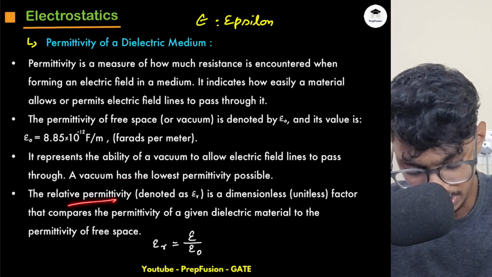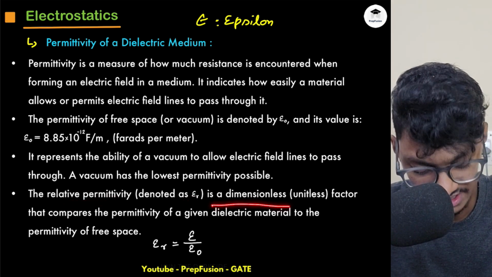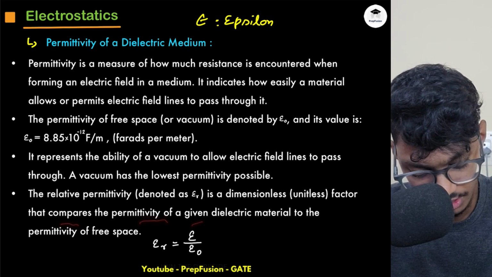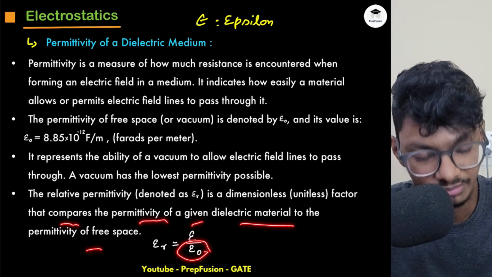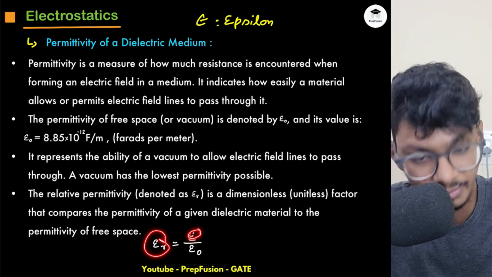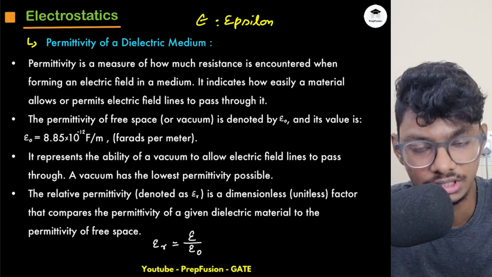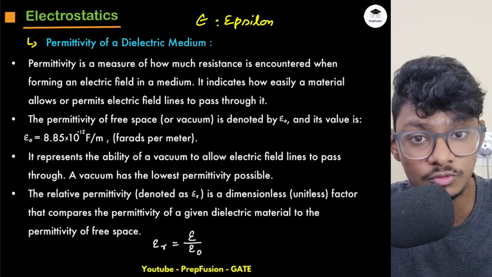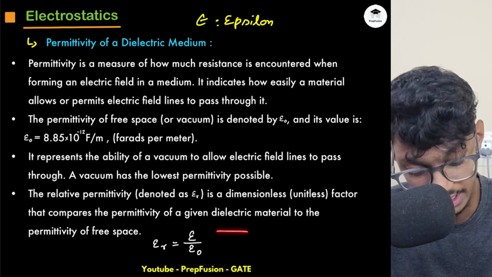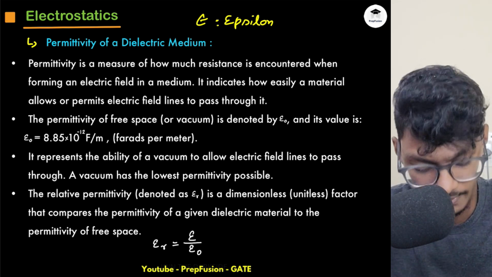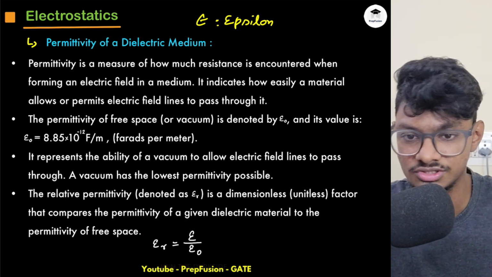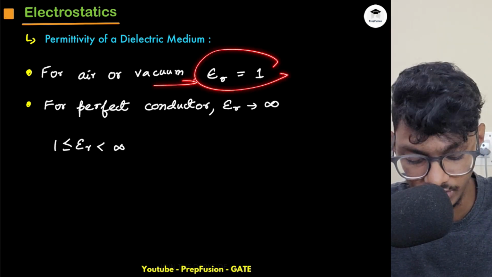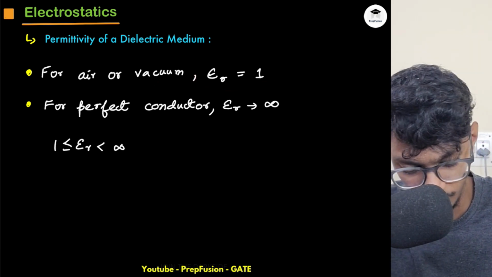The relative permittivity is denoted as epsilon r and is a dimensionless factor that compares the permittivity of a given dielectric material to the permittivity of free space. So epsilon r is the ratio of the permittivity of that particular material divided by the permittivity of free space. That's why it is known as relative. I hope you got all this. These are basic things. Now the most important thing is that for air or vacuum, epsilon r will be 1. That is the lowest permittivity.